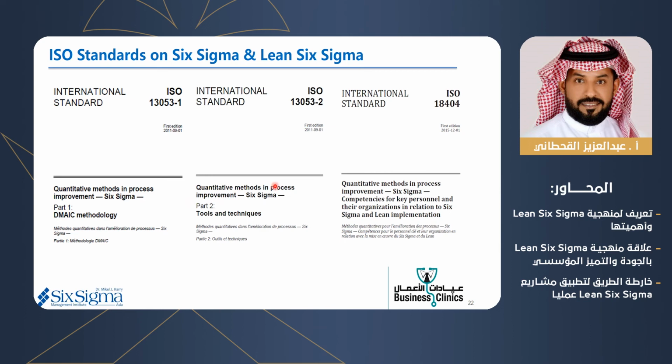The second ISO standard is 13053-2. The first one is 53-1, and the second one was also produced in the same year, 2011. Here they mention Six Sigma plus part of the Lean concept.